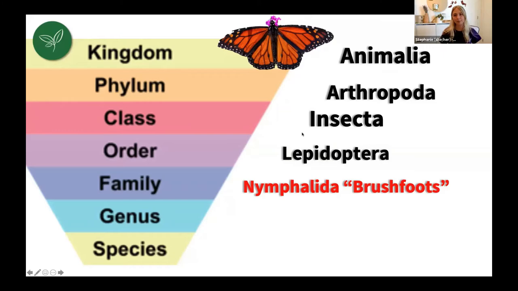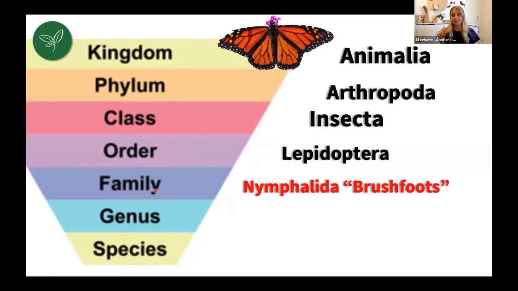Here, let me get my little highlighter up here. So we already know we can skip right to order, Lepidoptera. We know that right away, it's a butterfly or it's a moth. If you can start to identify the family that you're looking at based on the characteristics, that is an easy first way to understanding what you're looking at.